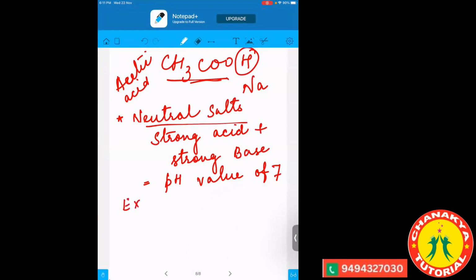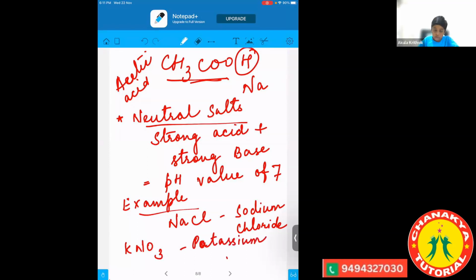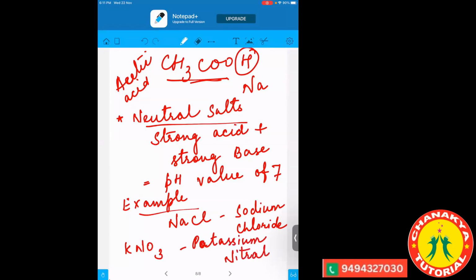Now an example of a neutral salt is NaCl. What is the name of NaCl? Sodium chloride. So NaCl is sodium chloride. Then the second one is KNO3, which stands for potassium nitrate. Hydroxide is KOH. This is potassium, NO3 is nitrate. So potassium nitrate.